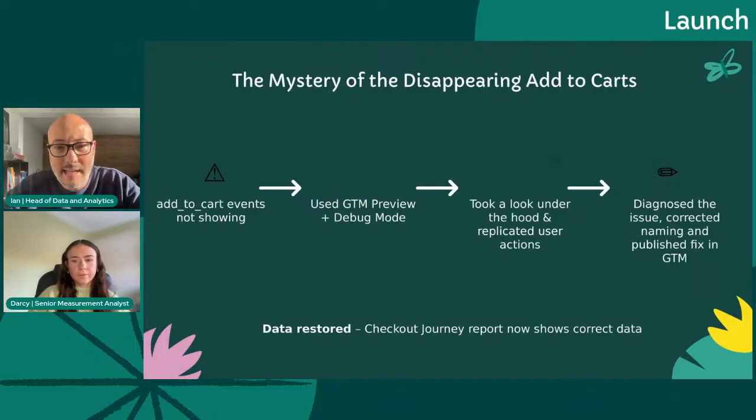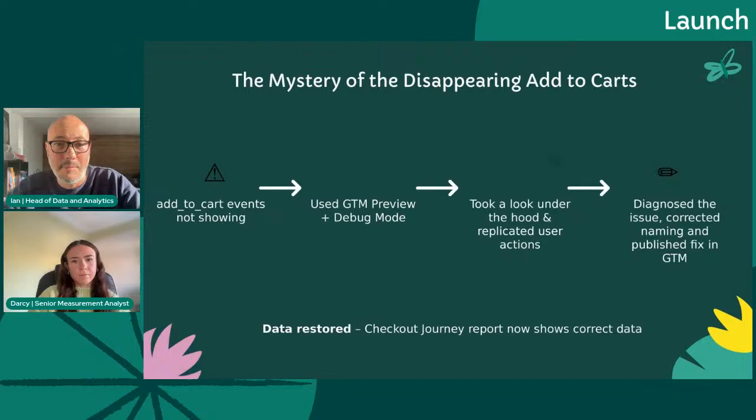So using GTM, so Google Tag Manager, is something that you have to use to see debug view. If you log into Google Tag Manager and preview your website using GTM and then go to GA4 for your debug view, you'll be able to see what events are coming through and how they're created. And in this case, after taking a look under the hood, we noticed that actually add to cart was spelt incorrectly. It was add to basket.